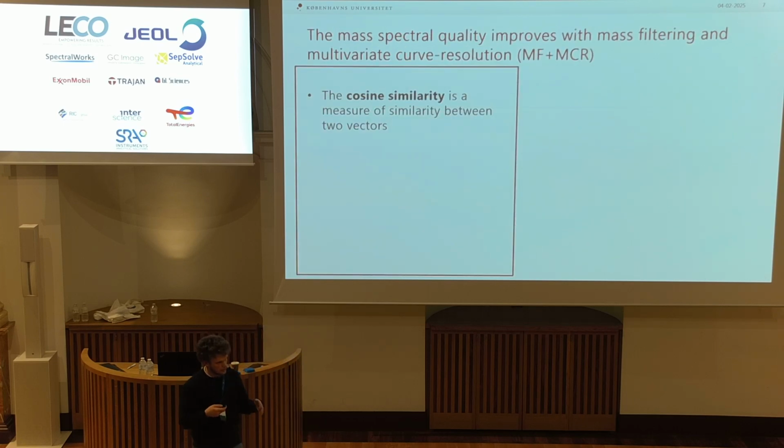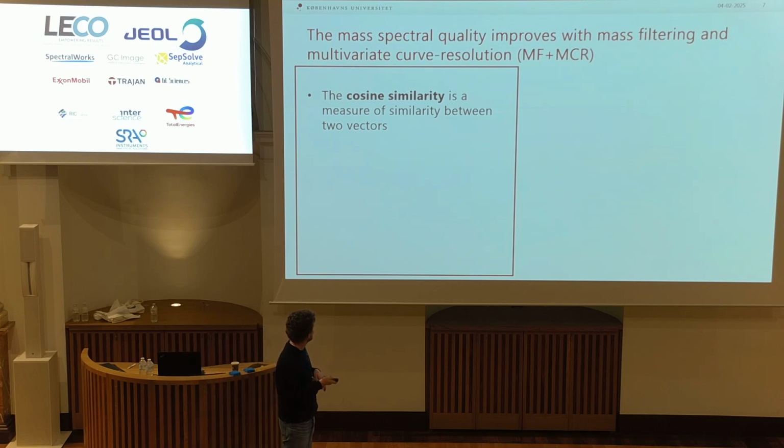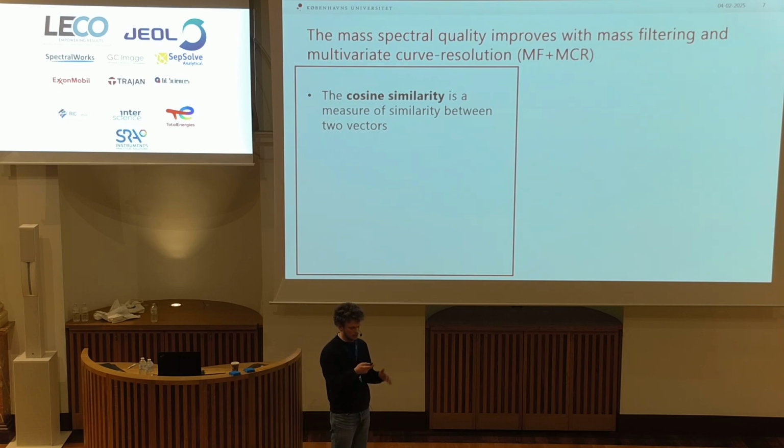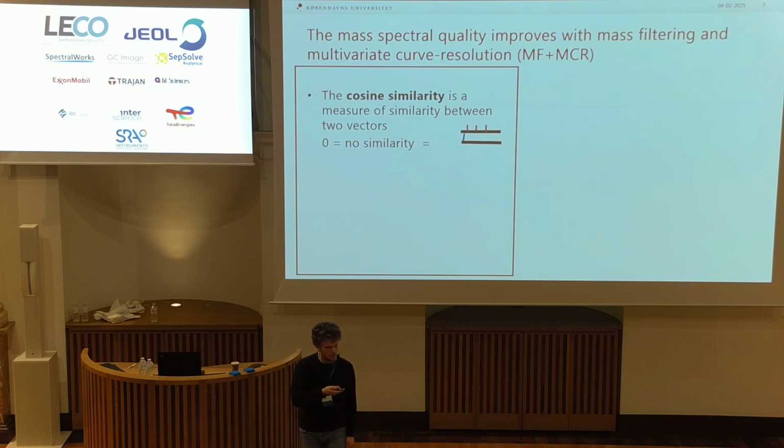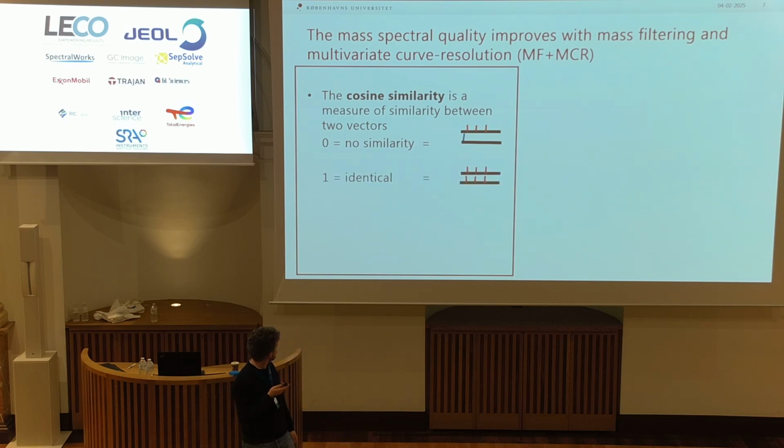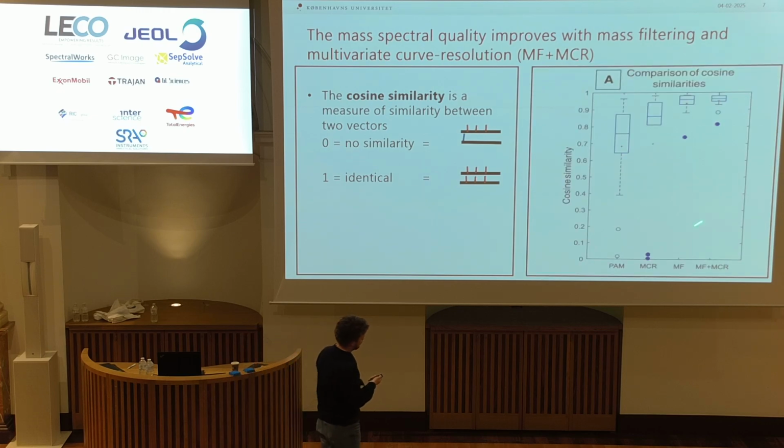So we want to evaluate how good the spectral quality becomes if you use different types of data processing workflows. And we do that with the cosine similarity, which is a measure of the similarity of two vectors. A value of 0 means that they are not really similar at all. A value of 1 means that they are identical. And then here we have different approaches. So this is taking the mass spectrum at peak apex. And here you can see it has a rather low cosine similarity.